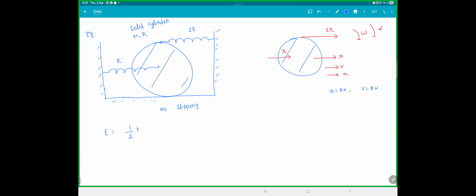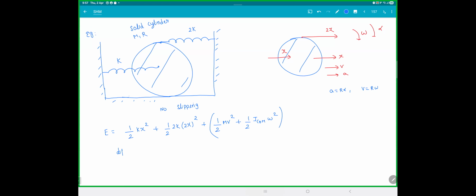Half k x square. This is that horizontal spring. Half 2k times 2x whole square. That is the top spring. Half mv square, the kinetic energy, plus half I com omega square. That is the kinetic energy of the cylinder. So there are four terms. You can see where it is going. It's becoming lengthy, right? Steps are big.